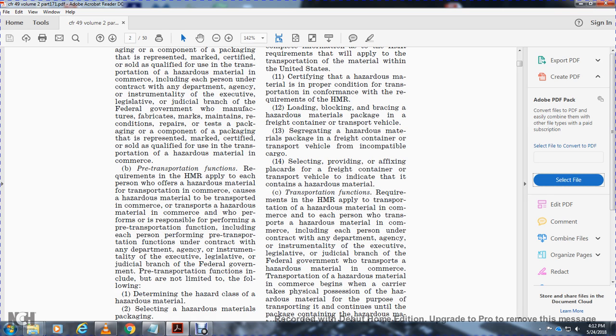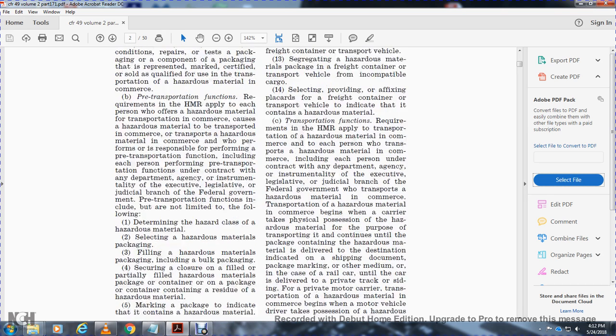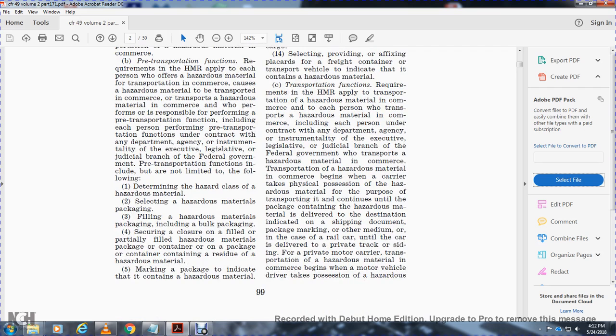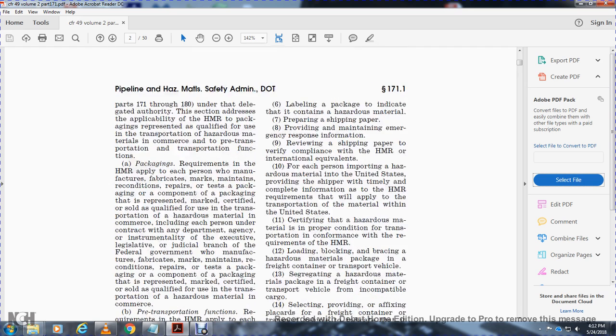The pre-transportation functions include, but are not limited to, the following: one, determining the hazard class of the hazardous material; two, selecting the hazardous materials packaging; three, filling the hazardous materials packaging, including bulk packaging; four, securing and closing the package, including a package or container that is partially filled with hazardous material or contains residual hazardous material; five, marking the package with the indicator that it contains the hazardous material; six, labeling the package with the indicator that it contains the hazardous material.